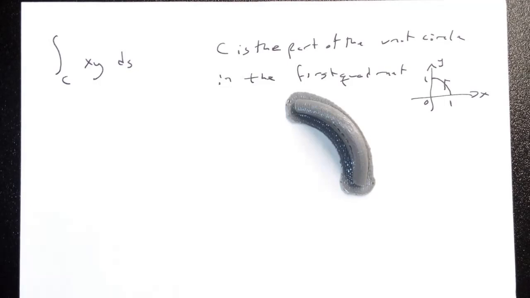So Monday, we did this problem: the integral over the quarter circle in the first quadrant of xy ds. And I said, this is the height of a fence. And I kind of drew it in the air with my hands.